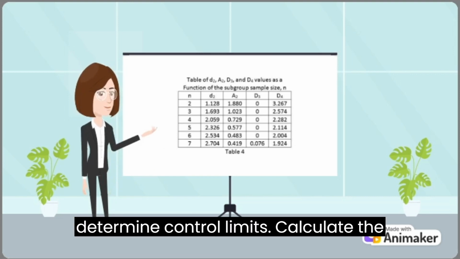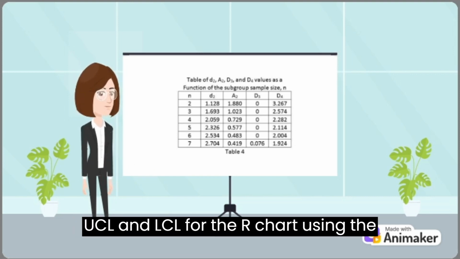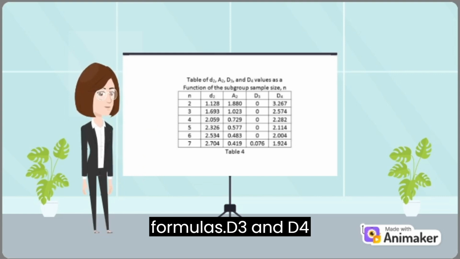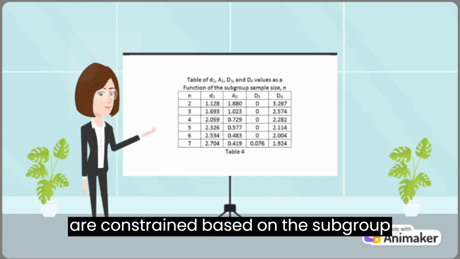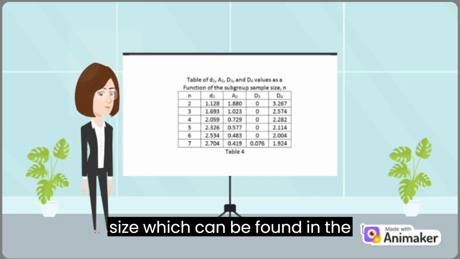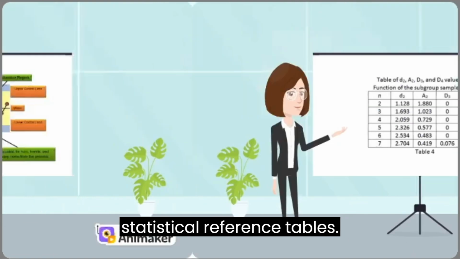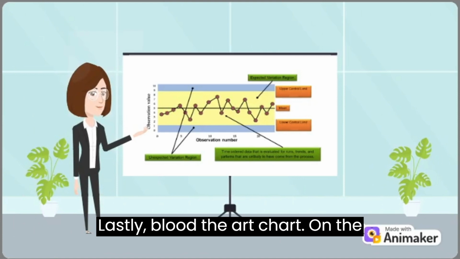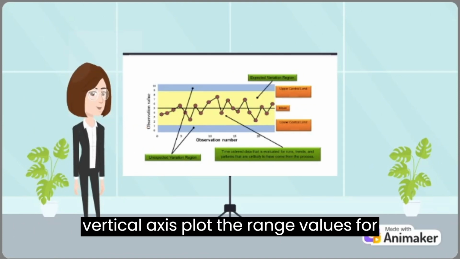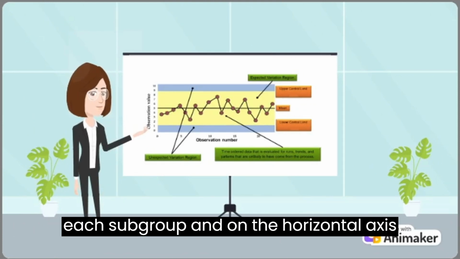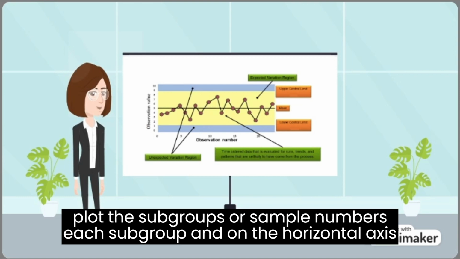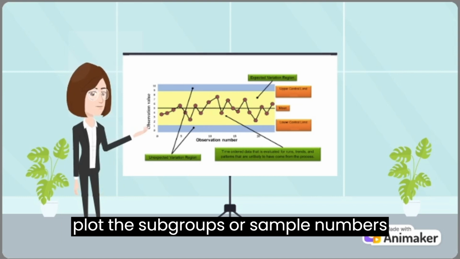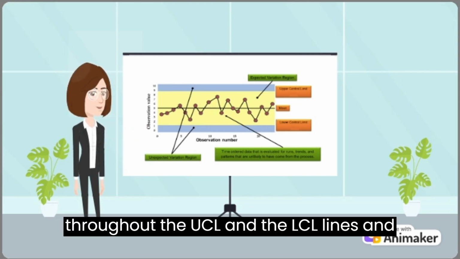Next, determine control limits. Calculate the UCL and LCL for the R chart using the formulas. D3 and D4 are constants based on the subgroup size, which can be found in the statistical reference tables. Lastly, plot the R chart. On the vertical axis, plot the range values for each subgroup, and on the horizontal axis, plot the subgroups or sample numbers, along with the UCL and the LCL lines.